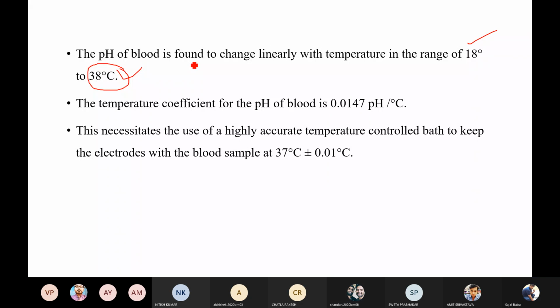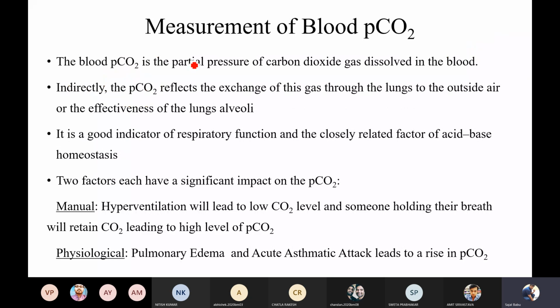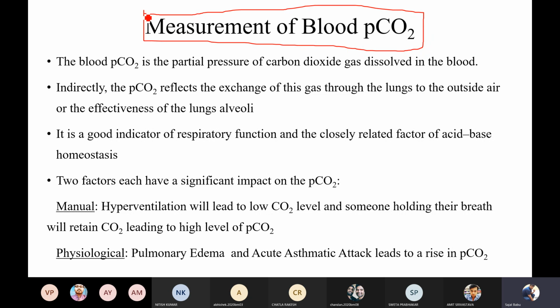Yes, sir. Okay, so this is about the pH measurement. Now let us move to the other measurement that we do in the blood gas analysis, that is blood PCO2, partial pressure of carbon dioxide. This is also one of the important parameters that we need to measure, and how we are going to measure it. The PCO2 is nothing but the partial pressure of carbon dioxide gas.